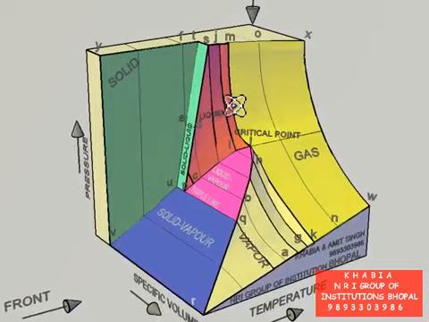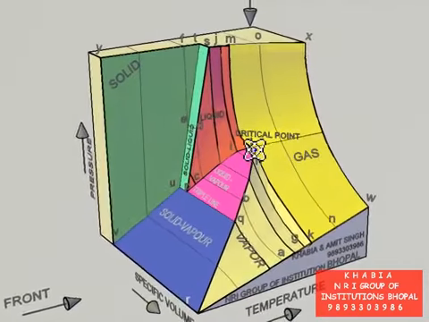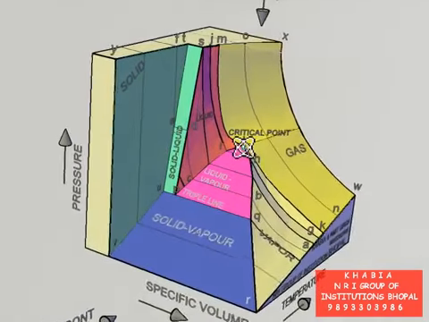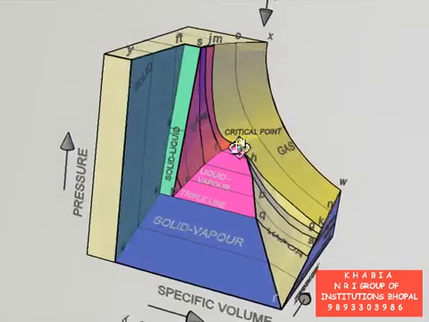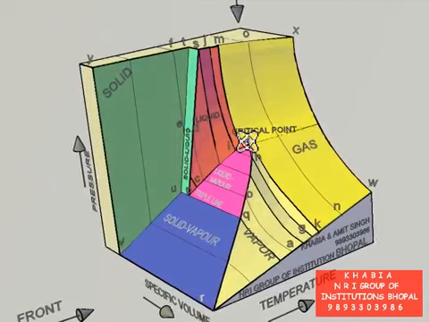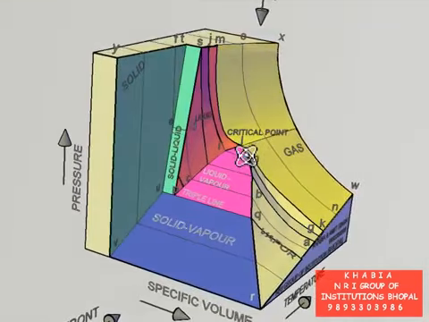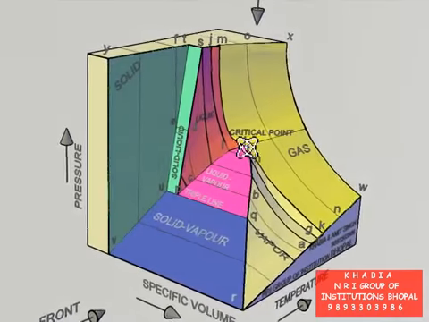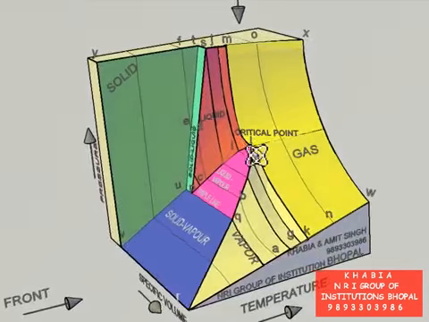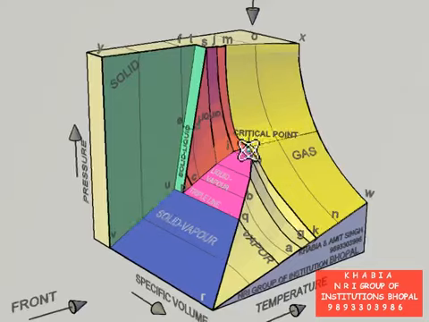Isotherm KLM is the critical isotherm. State point L gives us the value of critical pressure, critical temperature and critical specific volume for the pure substance. At critical point, saturated liquid and saturated vapor states are identical and there is no latent heat of vaporization, or we can say latent heat of vaporization is zero at critical point.